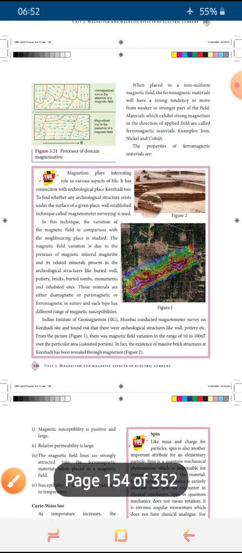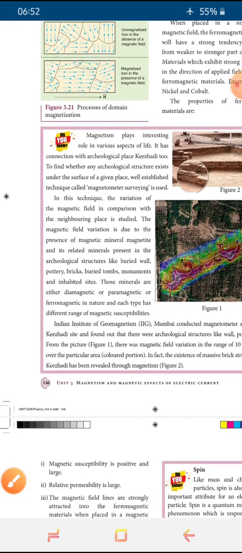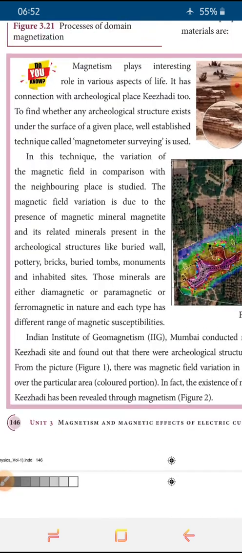Now we will discuss something given here. It is related to Keeladi, which is in Tamil Nadu. We are doing research under the ground there. Archaeologists are researching whether there are minerals or other old things which were used by our kings, and any archaeological materials like that they are searching for.